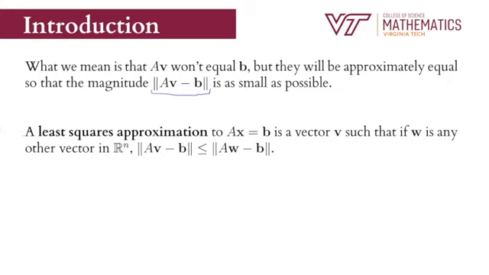And so here's our definition. A least squares approximation is a vector v such that if w is any other vector, the difference between Av and b is less than the difference between Aw and b. Probably not necessary to use this complexity of the definition. But the idea is that we want Av to be as close to b as possible. We want these two things to be as close as we can get.